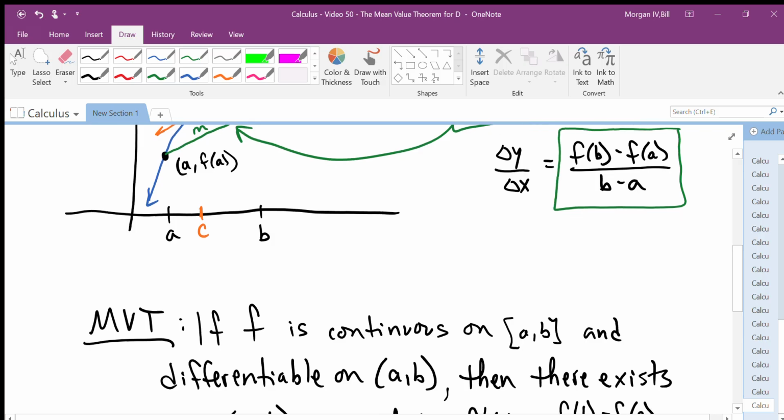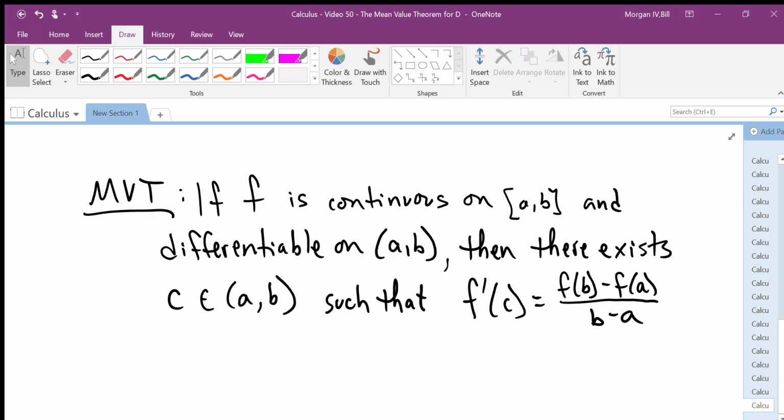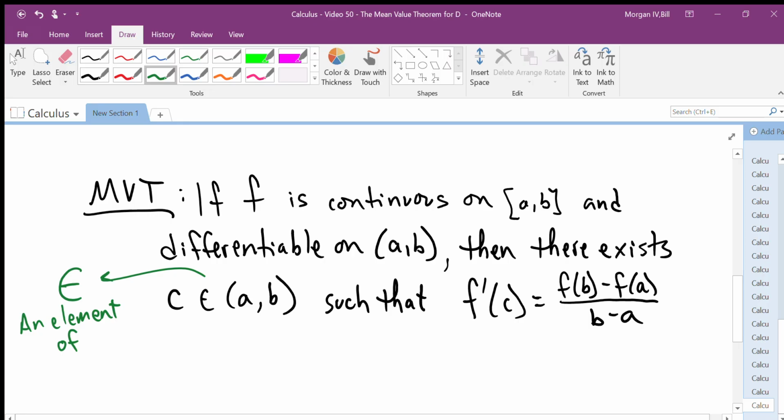Okay, here it is, nicely written out. Mean value theorem: if f is continuous on the closed interval [a, b] and differentiable on the open interval (a, b), then there exists a c in the interval (a, b). So let me do the symbolism here. This symbol here, let me draw it bigger, means an element of. That's kind of a weird shaped E for element. What we're saying is c is an element of the set (a, b). Or another way to think about that is c is in the interval (a, b).